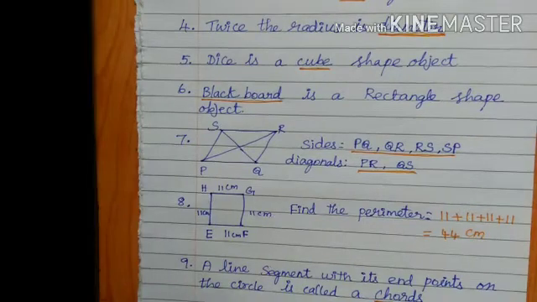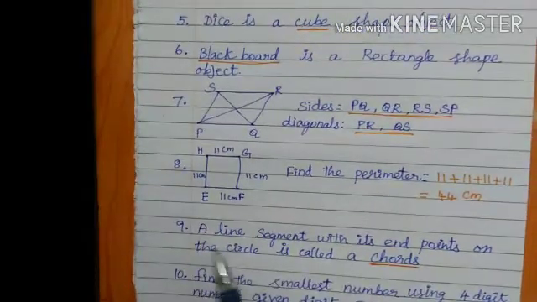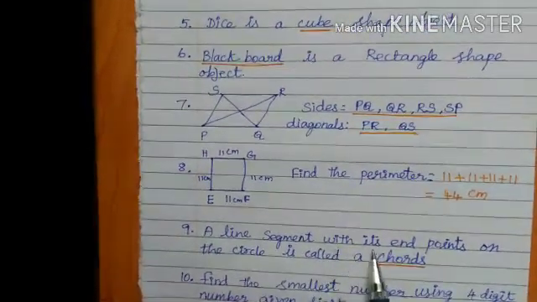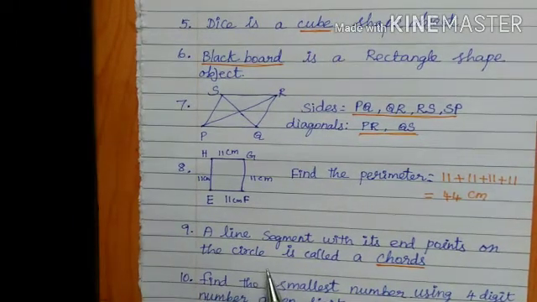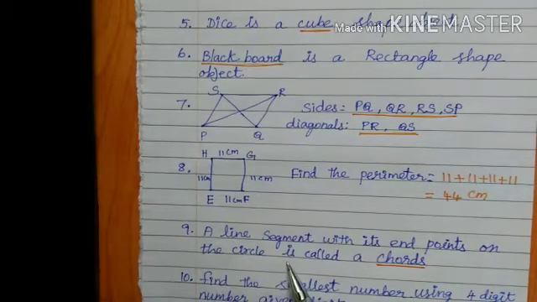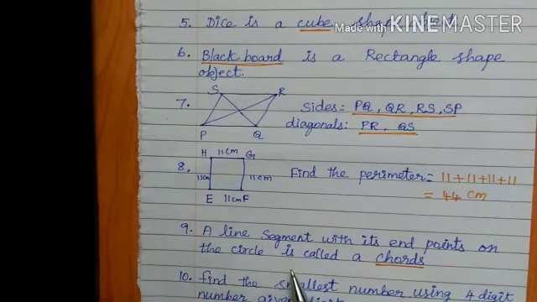Okay. The next one, ninth one. A line segment with its end points on the circle is called a chord. C-H-O-R-D-S, chords. Then this fully covers the first unit, up to 9 questions. Then next one, 10th one, starts with numbers.